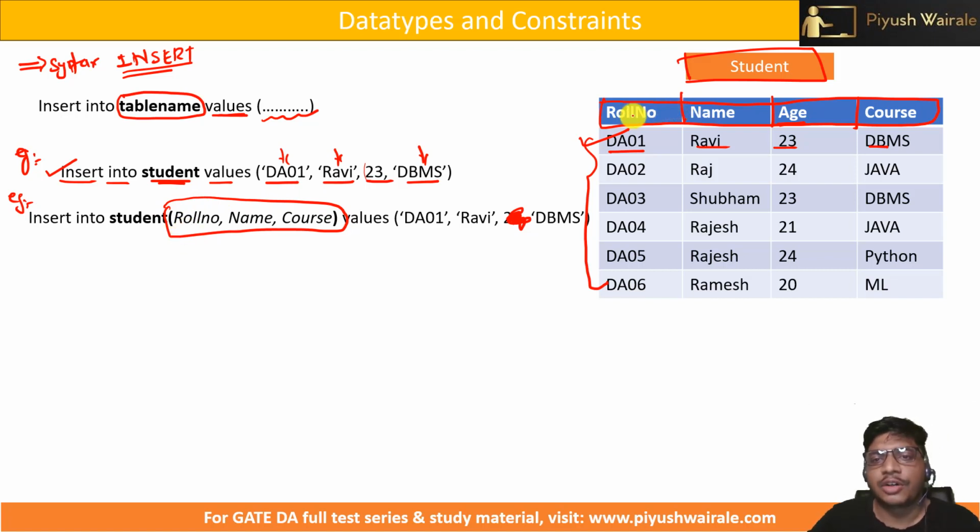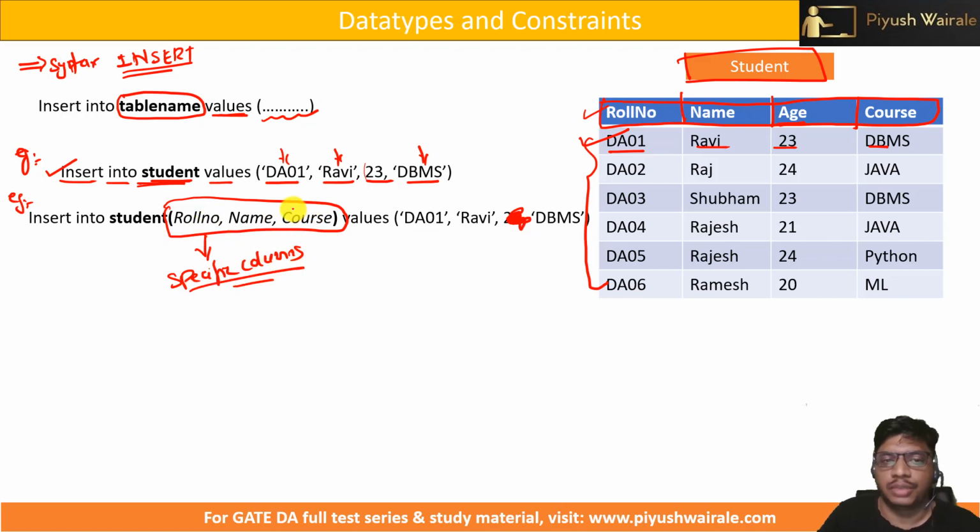If we have to insert a record for all the columns, then you don't need to specify the column names here. But if you want to insert a record in specific columns, then you have to mention those column names, right? Otherwise you can directly use insert into student values, then these are the values. But if I don't have the age of a student, I don't have the course of a student who is enrolled, then I can simply enter roll number and name, that's it. Then the values will correspond to this.